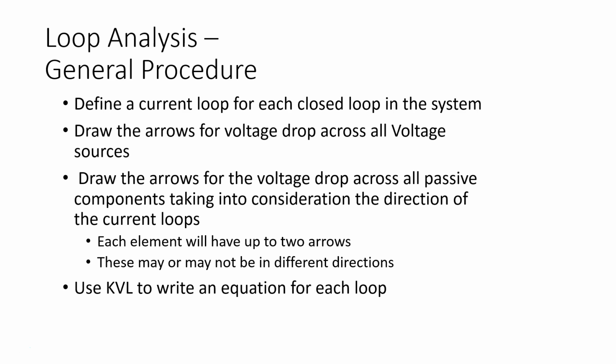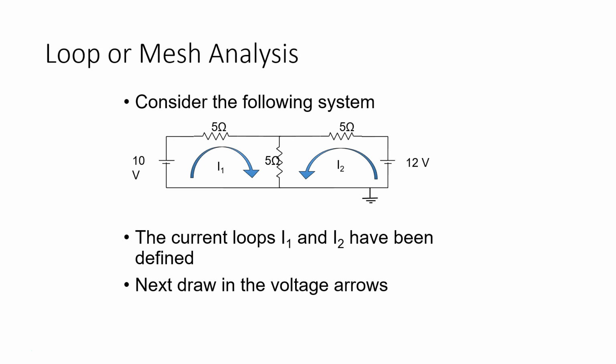Now when we come to the example, you'll actually see what this means. It'll be a little bit difficult to conceptualize at this point. Then we're going to draw the arrows for the voltage drops across each loop, and then we're simply going to write a KVL equation for each one of these loops. And it's important that all the components in the circuit are covered. So let's start with a simple example.